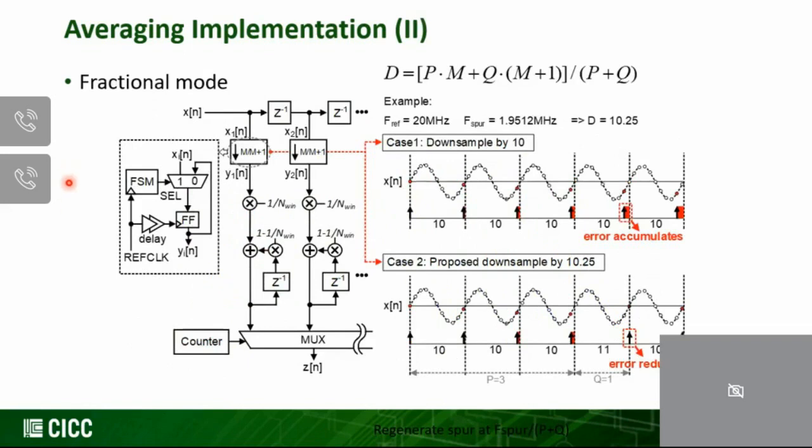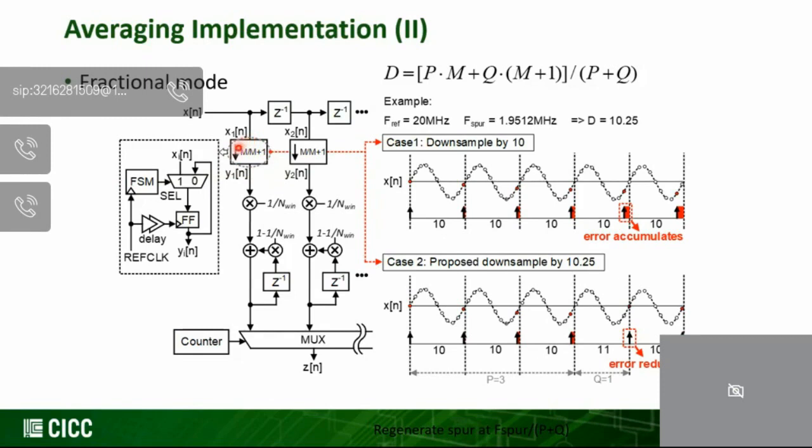And earlier I mentioned, what if the spur is not an integer multiple of the reference period? Sometimes it can come in a fractional relationship, especially in the case where it is coupled externally. In that case, we could use some kind of fractional delay, and here we can use the multi-modulus divider concept. So you can sometimes divide by M, sometimes divide by M plus 1.